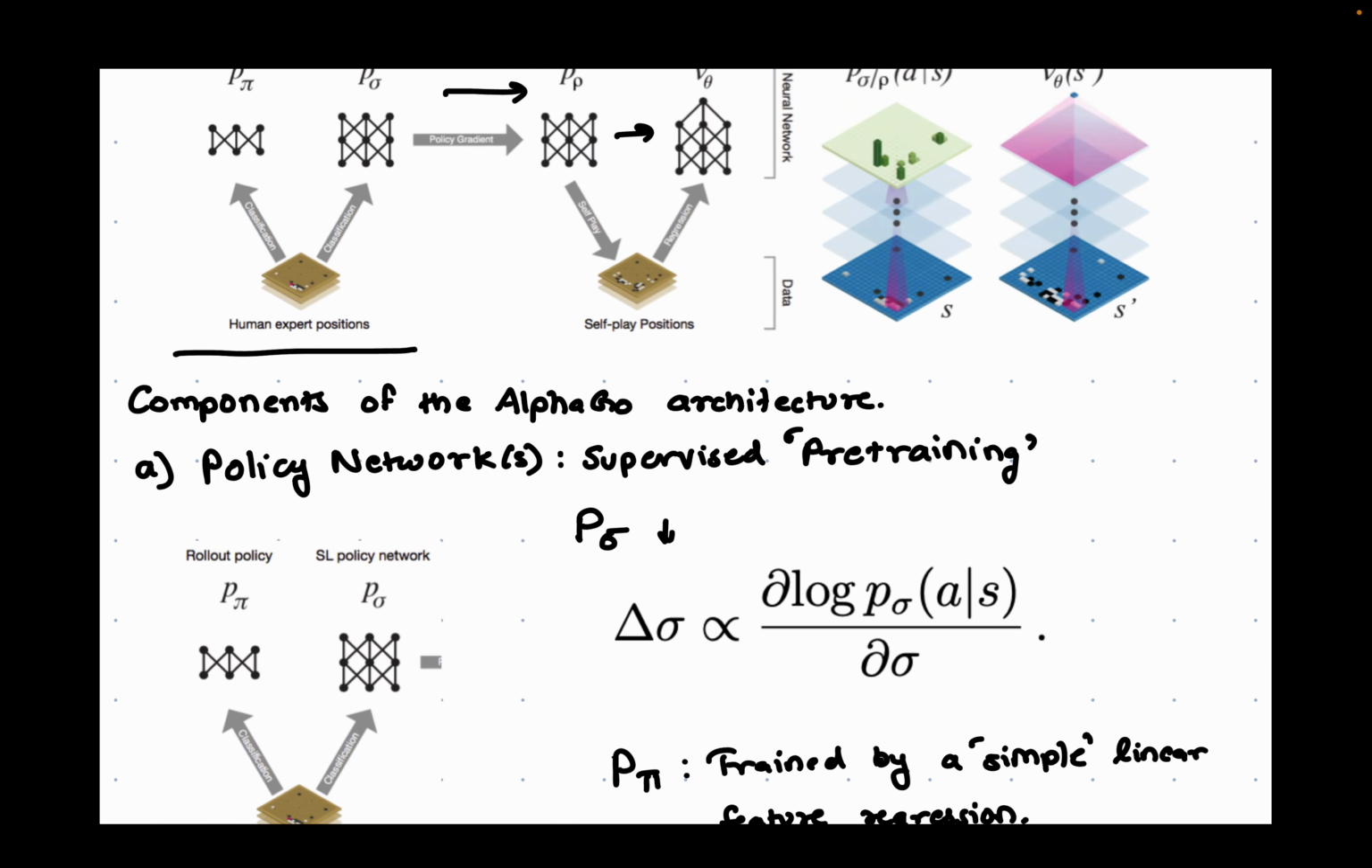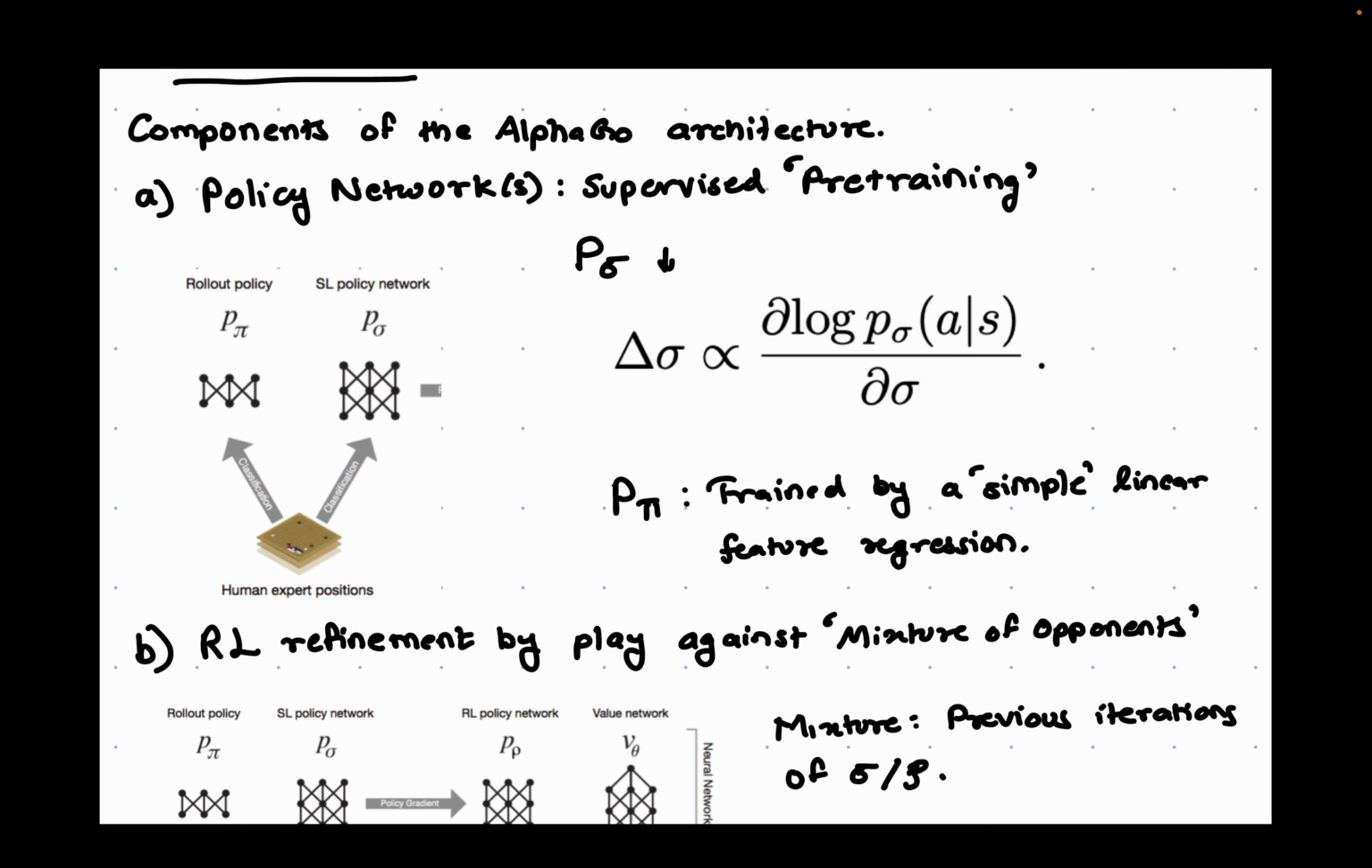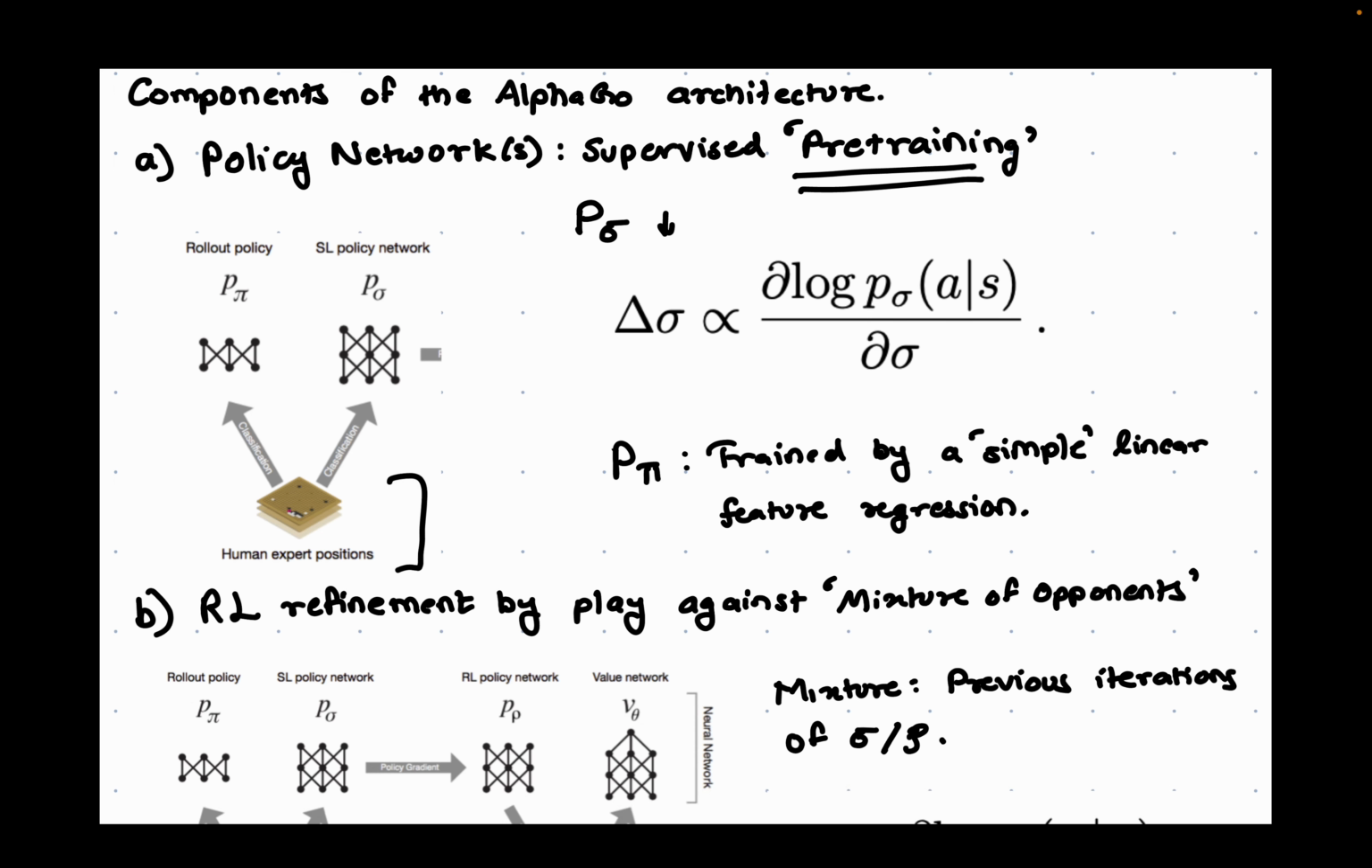Okay, so let us start by looking at the first of the three components, the policy networks. The policy networks are trained by supervised learning, and this is basically your pre-training. So what you do is you take a bunch of human games. What would a game look like? It would look like a sequence of state, action, and then new state, and then action again.